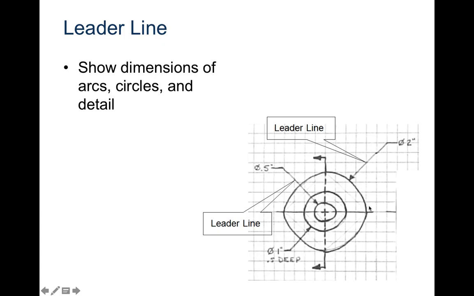So that is what a leader line does. It says, hey, this is the thing I'm pointing to. It's usually used with arcs, circles, little details, things that you want to point out. And these lines usually go at an angle, so they don't get confused with dimension lines or extension lines.